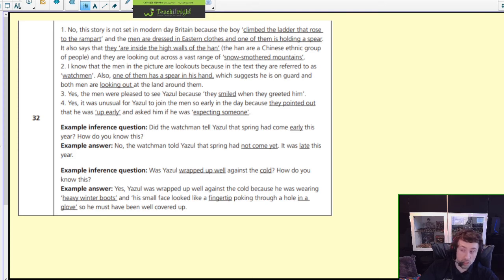And was Yazul wrapped up against the cold? How do you know? And this one would be a yes. Yes, it was because he was wearing heavy winter boots and his face looked like a fingertip poking out through the hole. The idea that he's wearing one of those big puffer pads and you can only just see his oval face sticking out. I think it's quite an evocative image. And therefore, he must have been covered up with lots of clothes, if only his face is showing. So there, 2 good questions.